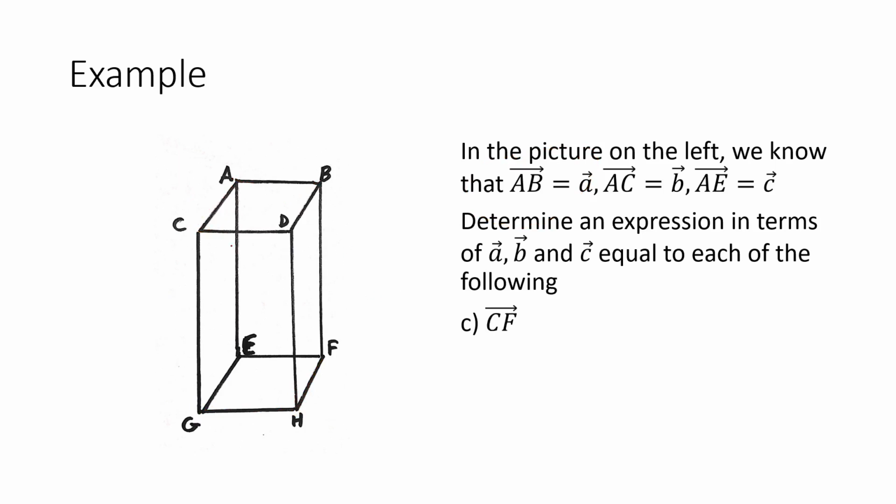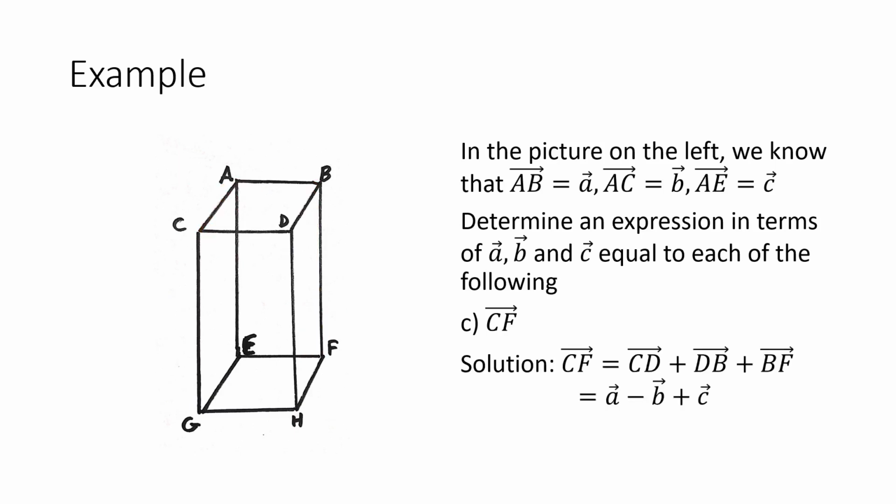To go from C to F, like that, is to basically go the opposite direction of vector B, I apologize, and then go the same direction as vector A, and then go the same direction as vector C. So it's negative B plus A plus C, or what we've described here, A minus B plus C. You could have called that negative B plus A plus C as well.